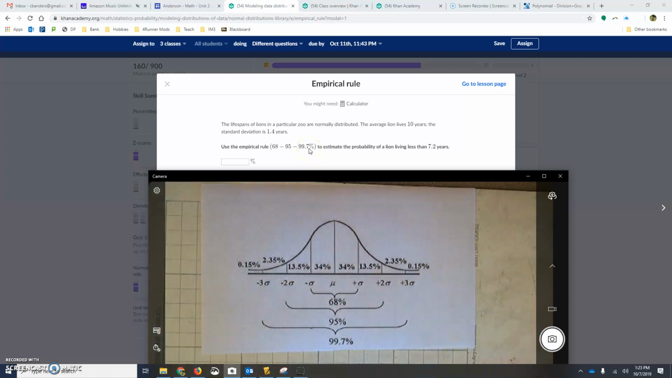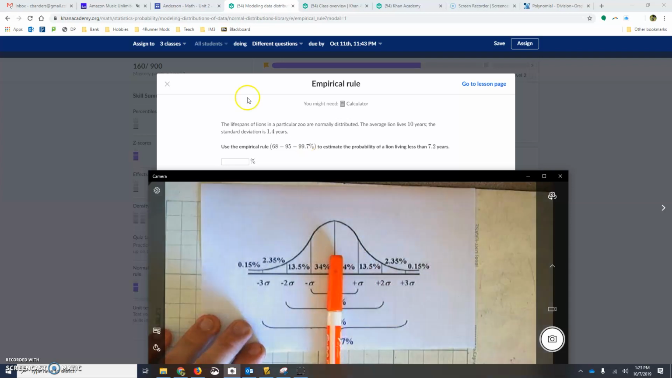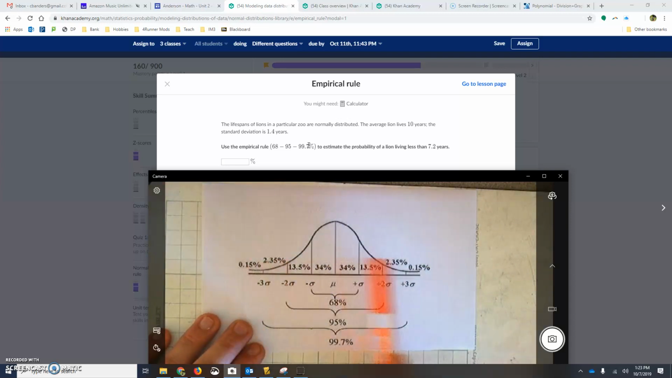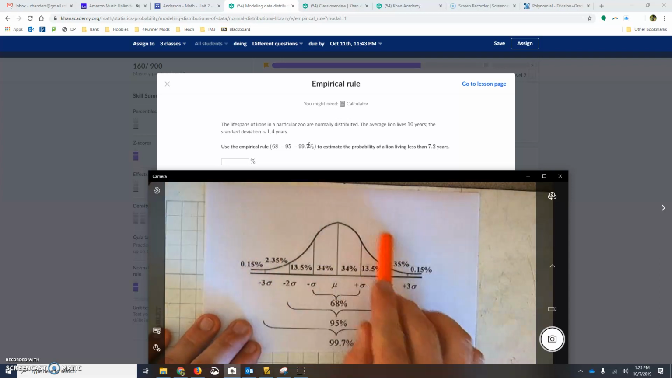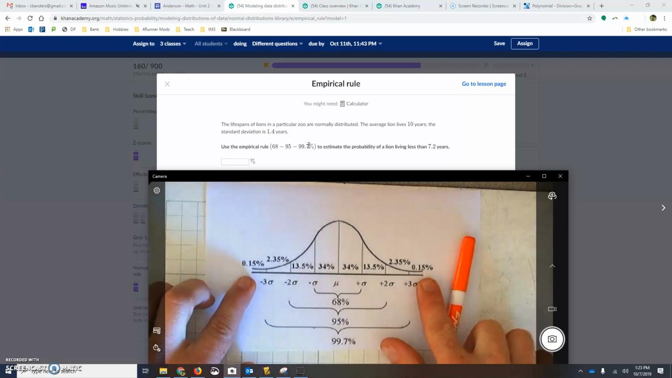So what 68 means is 34 plus 34 equals 68. If you add 68 plus 13.5 plus 13.5, that equals 95 right here. And then 99.7 is all the percentage points added inside of here with 0.3% left on the outside. So 0.15 plus 0.15 equals 0.3%. So 99.7% of your population will fall within 3 total standard deviations with some really extreme outliers out here.